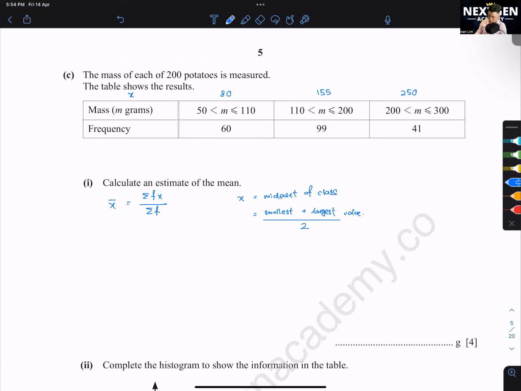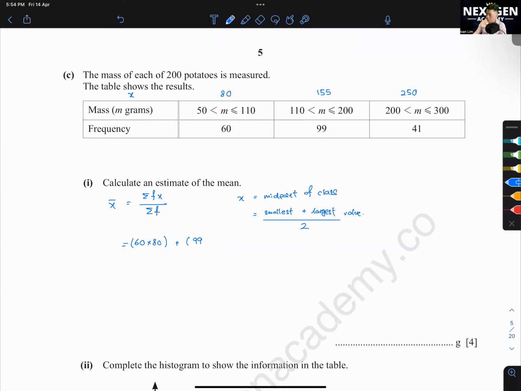Okay, just type into your calculator. So 60 times 80 plus 155, whoops, 99, right? Okay, 99, hold on a minute, did I type something wrong? This is 2C1, right?